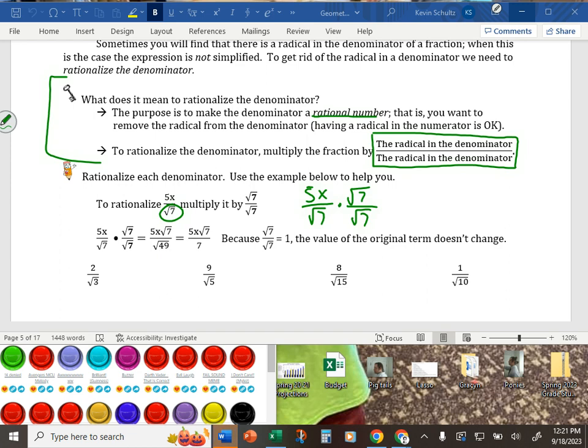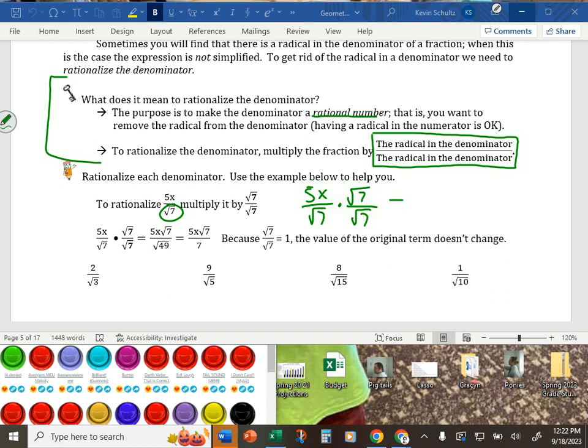I have two questions. Number 1, how does that turn the denominator into a rational number? Manny? Then it turns it into a perfect square. Yeah. Whenever you multiply something by itself, you're always going to get a perfect square, right? The product of two things multiplied by themselves will always result in a perfect square.